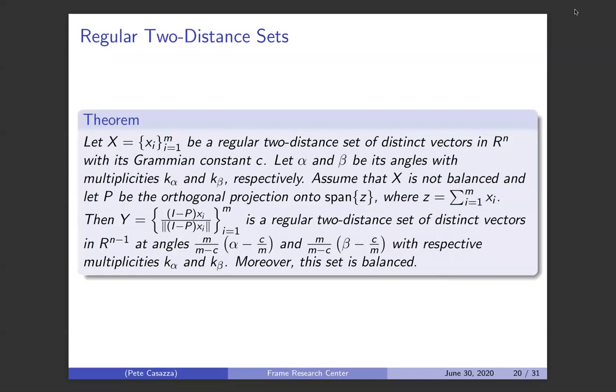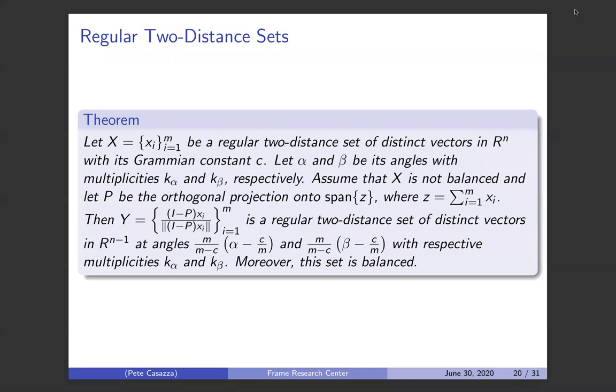So suppose X is a regular two-distance set of distinct vectors with its Gramian constant c. This is the sum of the rows of the Gramian. Let alpha and beta be its angles with multiplicities k_alpha and k_beta respectively. We'll assume that X is not balanced, and let P be the orthogonal projection onto the span of z, where z is the sum of these vectors. If we let y_i be (I minus P) of x_i over the norm of (I minus P) of x_i, this is then a regular two-distance set of distinct vectors in R^(n-1) at the angles m over (m minus c) times alpha minus c over m, and m over (m minus c) times beta minus c over m, with the same multiplicities. But this set is now also balanced.